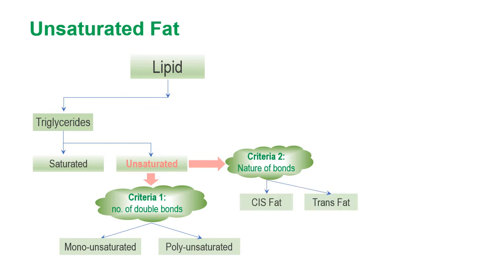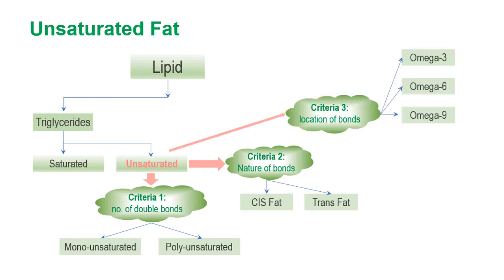If hydrogen atoms are on the same side of the carbon atom in a bond, such unsaturated fats are called cis fat, while if they are in the opposite direction, they are called trans fat. The third criteria to classify is where the double bond exists.